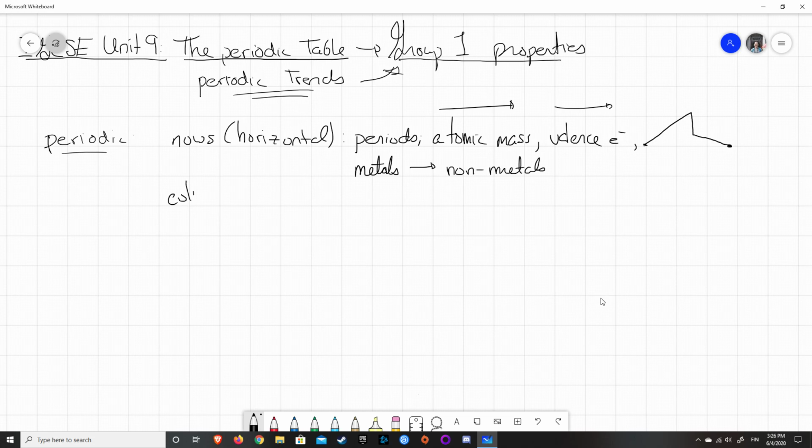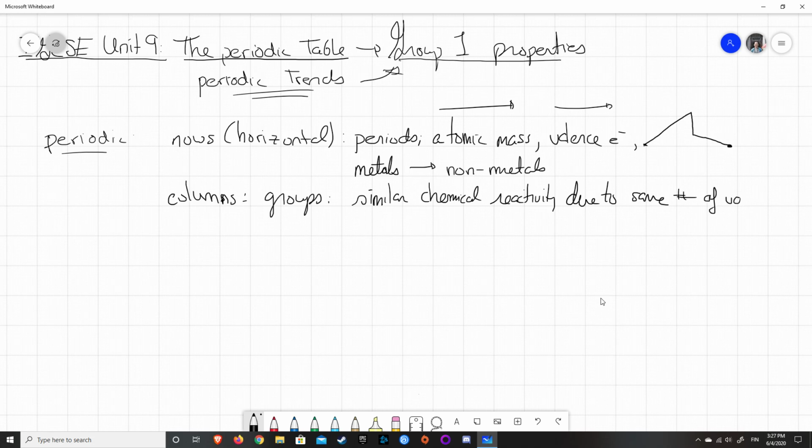And then we had columns on the periodic table, and we called these groups. What we found out with the groups is that they have similar chemical reactivity. So we can also call them a family, groups and families. They're a family of elements. They have similar chemical reactivity, and this was due to the same number of valence electrons. So those are what we've seen so far.